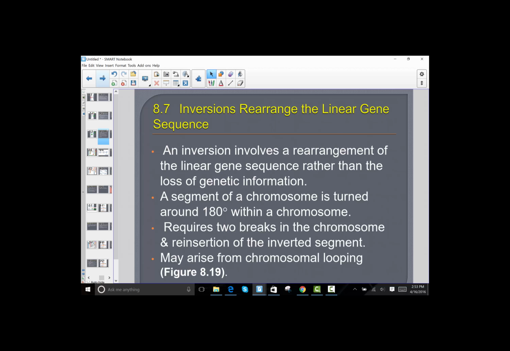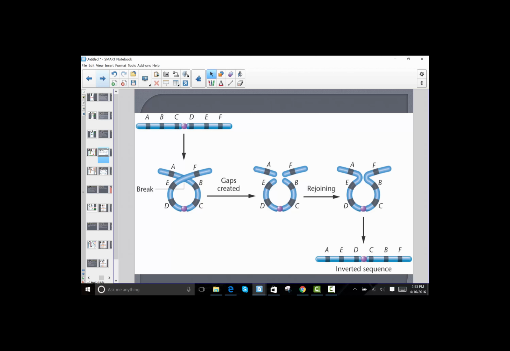This means that you have to have two breaks in your chromosome. The chromosome then has to flip, and the ligase has to reattach these segments back to each other. Now, we do know that this can occur through a process called chromosomal looping. So let's look at an example of this. This is chromosomal looping.